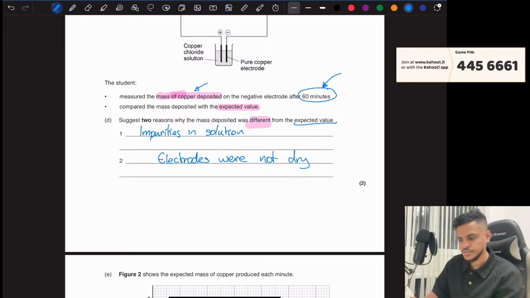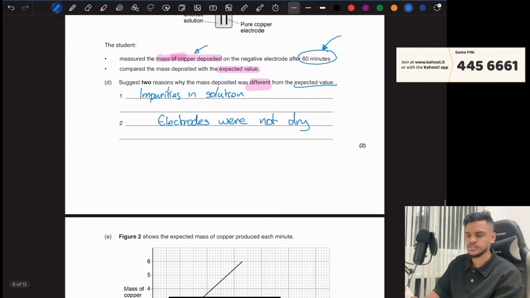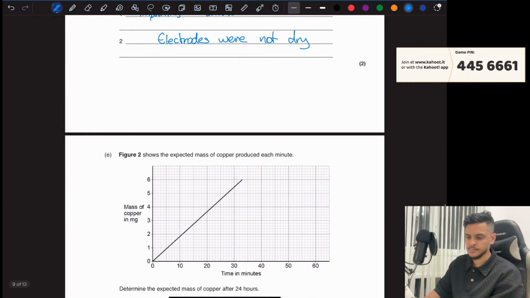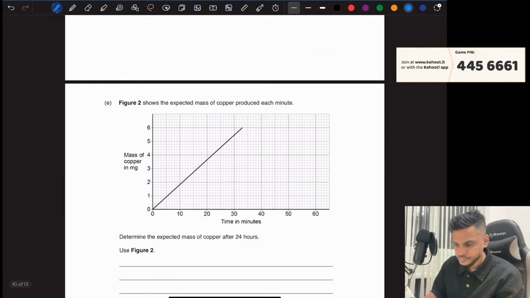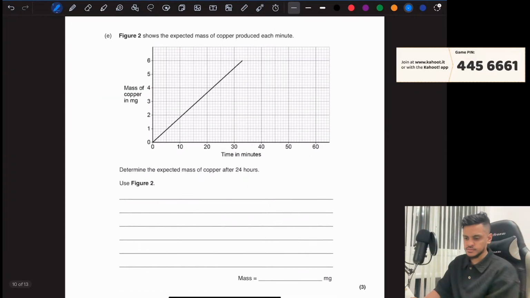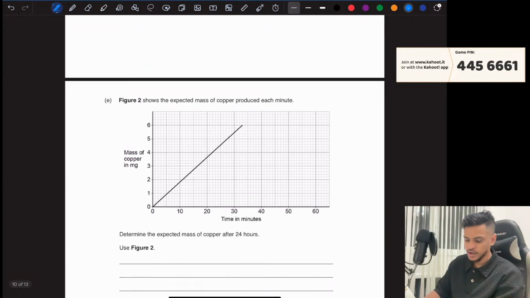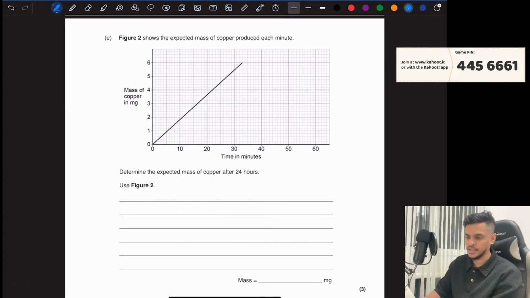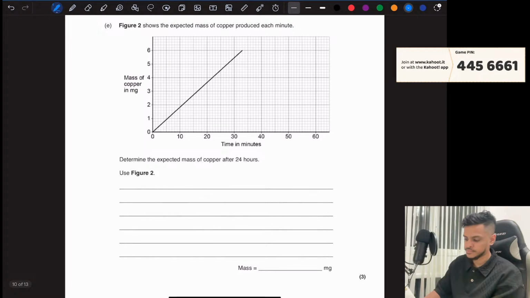Not impurities. No, they're not asking you what to do. They're just asking why is there a discrepancy. No, use a new electrode. It's not asking you what to do. It's asking you why. Why is the expected value different?